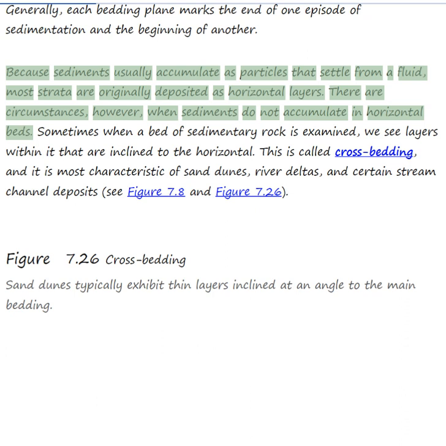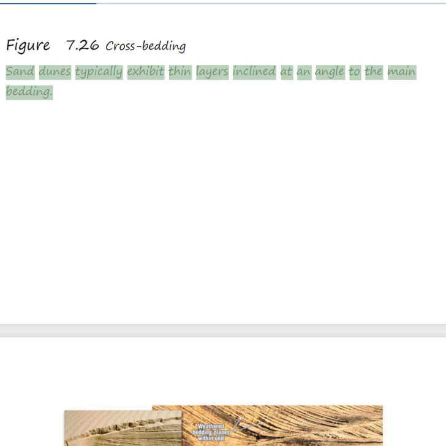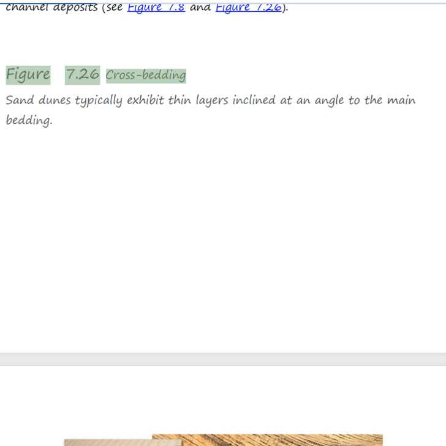Because sediments usually accumulate as particles that settle from a fluid, most strata are originally deposited as horizontal layers. There are circumstances, however, when sediments do not accumulate in horizontal beds. Sometimes when a bed of sedimentary rock is examined, we see layers within it that are inclined to the horizontal. This is called cross-bedding, and it is most characteristic of sand dunes, river deltas, and certain stream channel deposits. Sand dunes typically exhibit thin layers inclined at an angle to the main bedding. Figure 7.26 Cross-bedding.